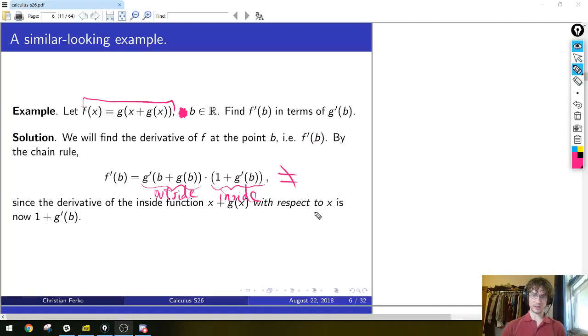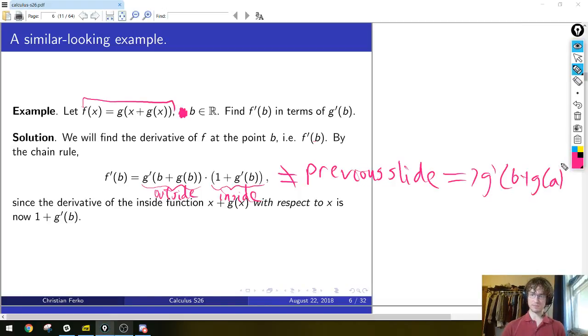This is not the same as what we would have had in the previous slide, which did not have this second term coming from the chain rule, which was just, I think it was something like g prime at b plus g of a or something, right? So this is different because I'm emphasizing the difference between the argument of the function, x, which is hit by all derivatives, and constants like a, which are not hit by derivatives. Their derivatives are constants.